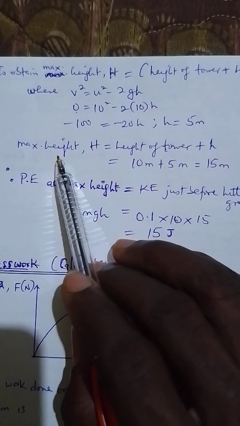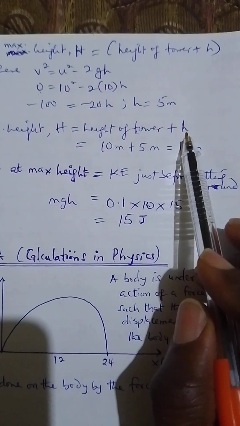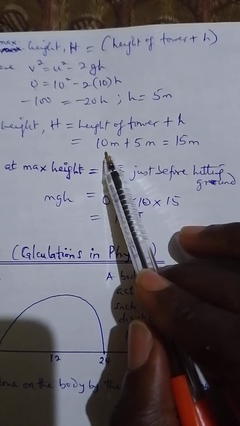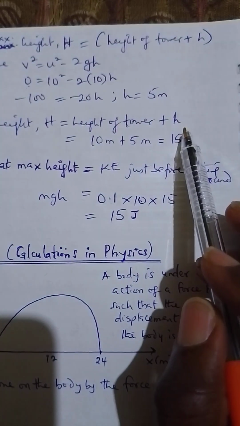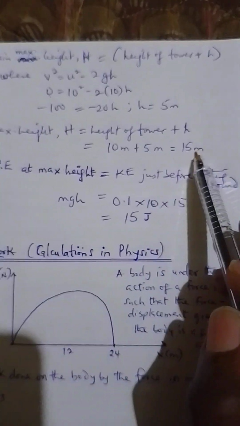Alright, so maximum height h is equal to the height of the tower plus h. The height of the tower is 10 meters. We just calculated the remaining height as 5 meters. So 15 meters is the maximum height.